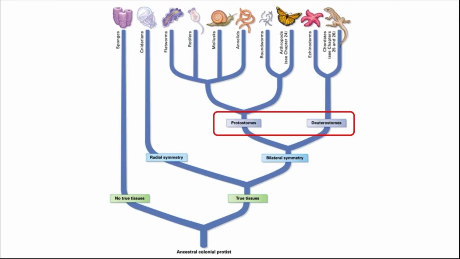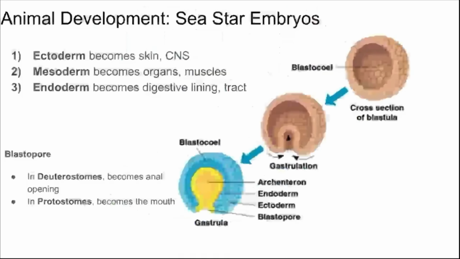The protostomes include flatworms, rotifers, mollusks, annelid worms, roundworms, and arthropods. The deuterostomes include the echinoderms and the chordates. We talked a little bit about animal development, but let's review it again.